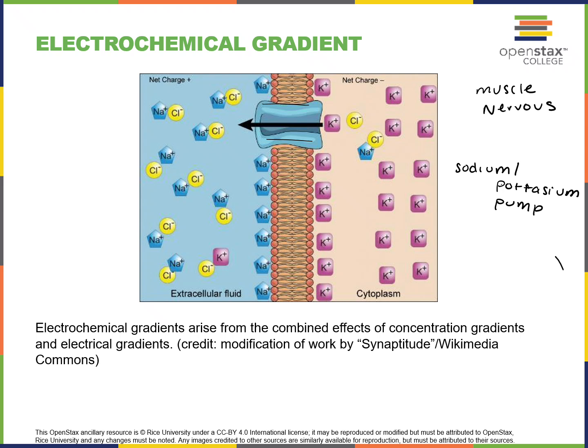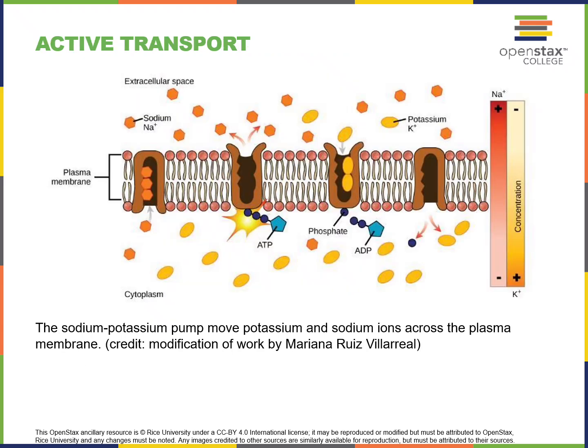So this electrochemical gradient goes against what we think of when we are trying to balance a cell. So to move ions against their concentration gradient, away from what they would want to be in, we do something called active transport. Okay? Active transport uses ATP to push molecules against their concentration gradient.